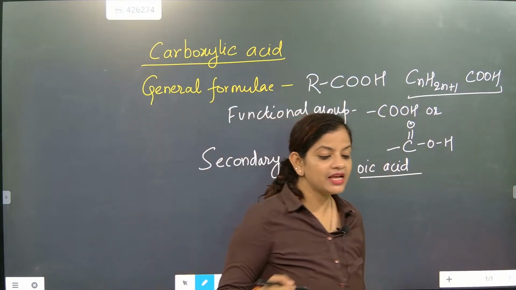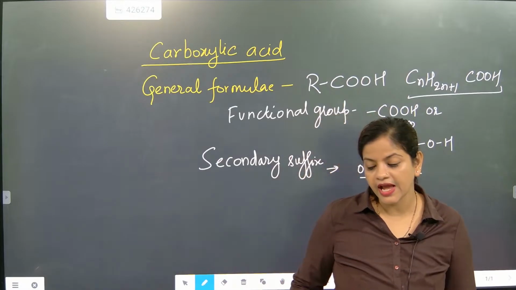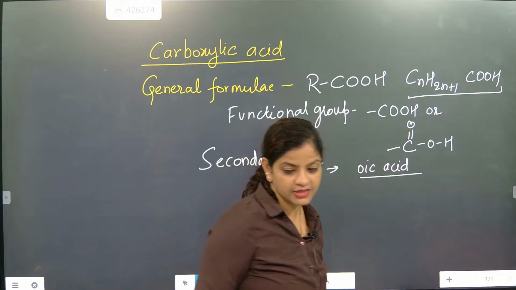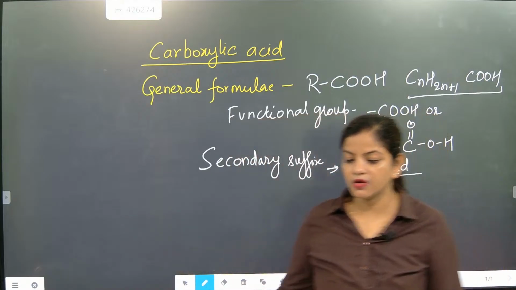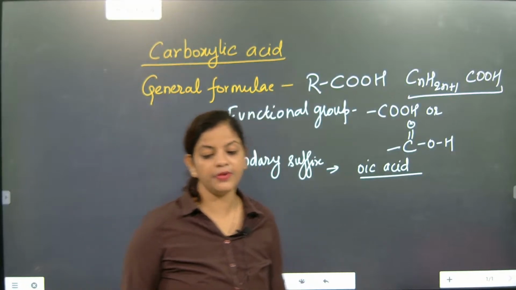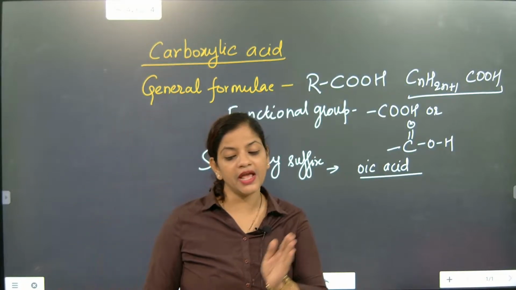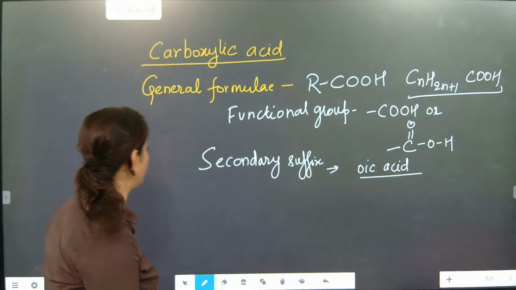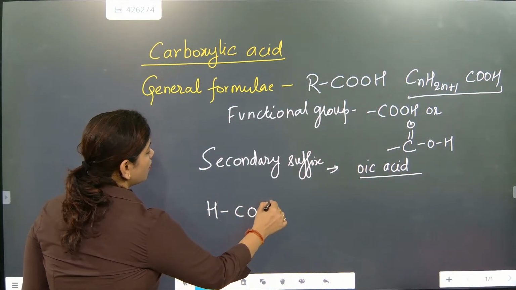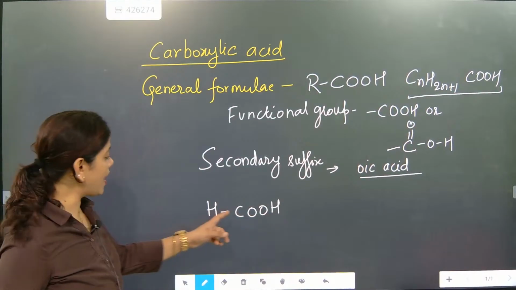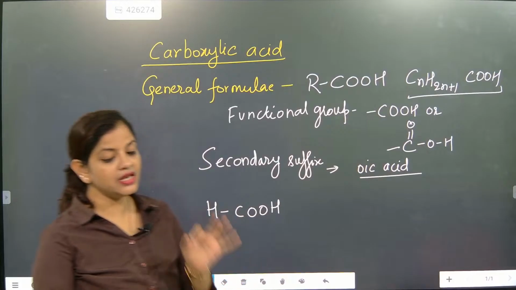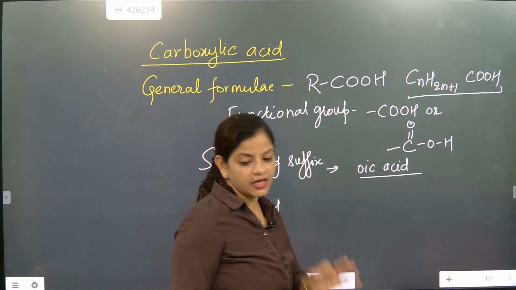In naming, we will be adding oic acid, like methanoic acid, ethanoic acid, propanoic acid, butanoic acid, pentanoic acid, hexanoic acid, heptanoic acid, octanoic acid. So oic will be added. Understood? How do we write it? HCOOH. How many carbons are there? One. Oic is the name.